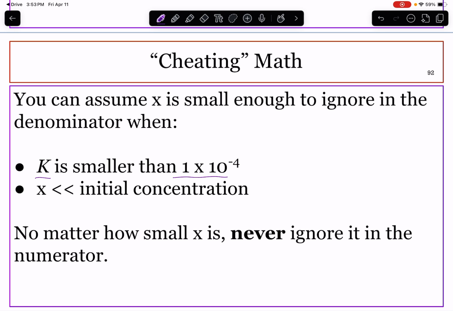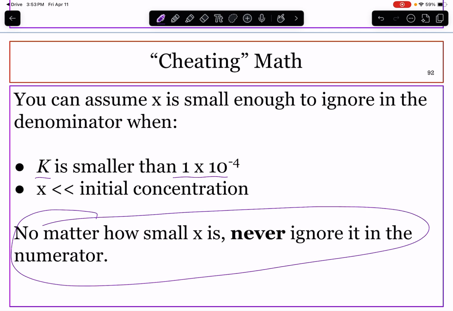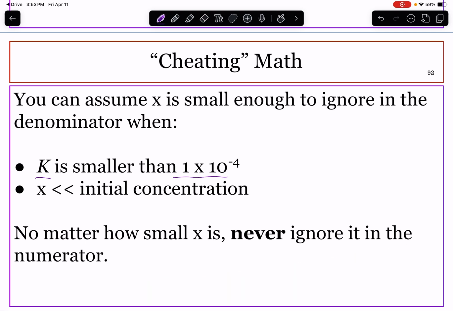The whole reason for this is to avoid having to use the quadratic formula. If you have the quadratic formula programmed into your calculator, go ahead and type in all the values using that x in the denominator, and you'll see that even though you do all this more complicated math, you're still going to get the same value for x as if you just ignore the x in the denominator. This is really important though. No matter how small x is, you never can ignore it in the numerator.